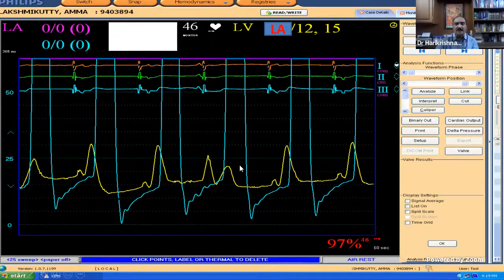This is why I wanted to make you understand that you should always look at the ECG before commenting upon the tracing. This is the only tracing where there is a P wave, an A wave and a V wave. The others are all, what is happening?